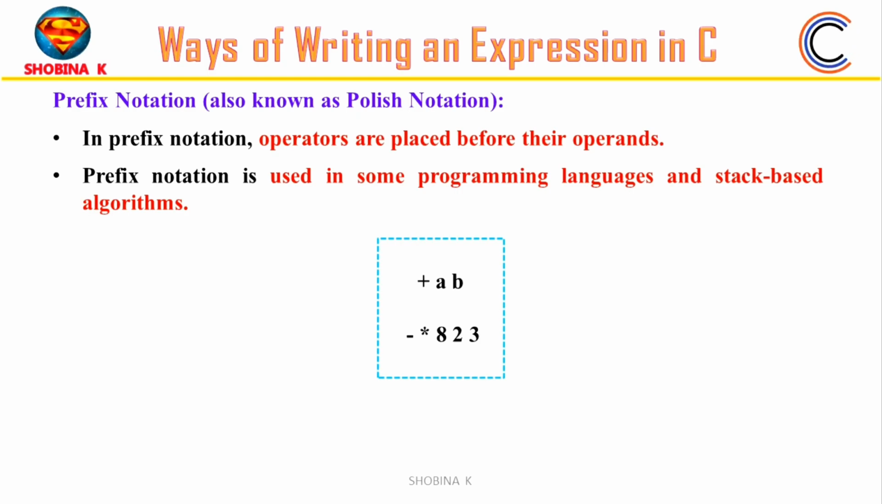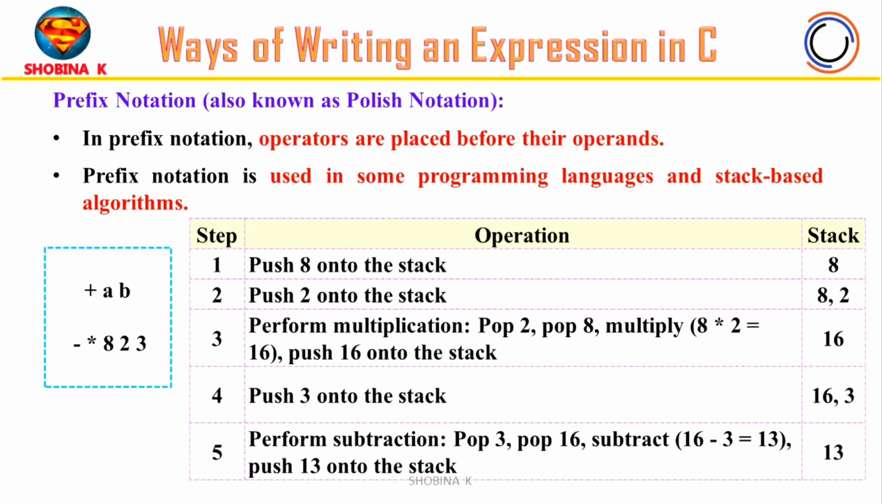Now let's understand the stack-based approach. We start with an empty stack. We push the operand 8 onto the stack. Now the stack contains 8. Next we push the operand 2 onto the stack. Now the stack contains 8 and 2. Next, perform the multiplication operation between the top 2 operands on the stack, which are 8 and 2. Pop 2 and 8, multiply them, and push the result 16 back onto the stack. Now the stack contains 16. Next, we push the operand 3 onto the stack. Now the stack contains 16 and 3.